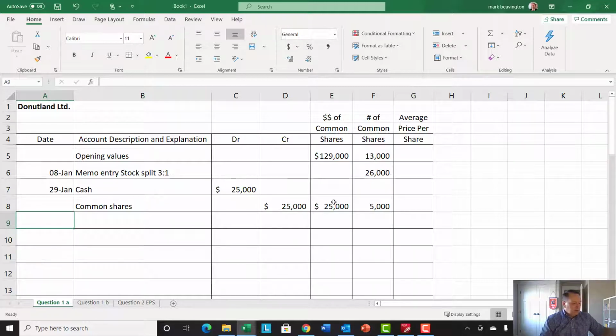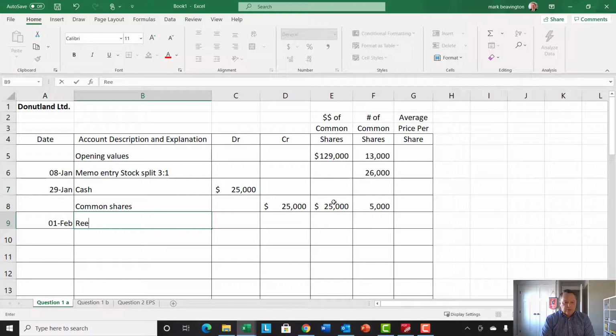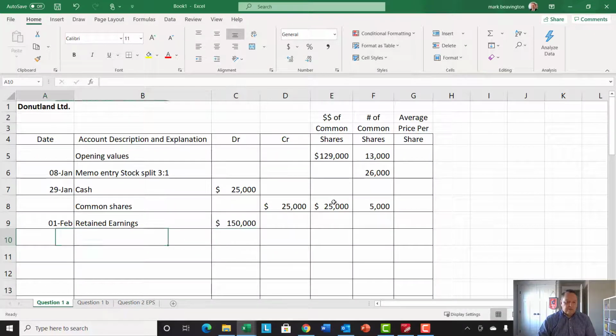The dividend is in total 150,000, and we've got to split it between the preferred and the common shares. On the total dividend itself, because it's a dividend, and this is February the 1st, we'll put it on there first of all. You charge that to retained earnings. Any dividend you're going to charge to retained earnings. So that's a debit to retained earnings of 150,000.